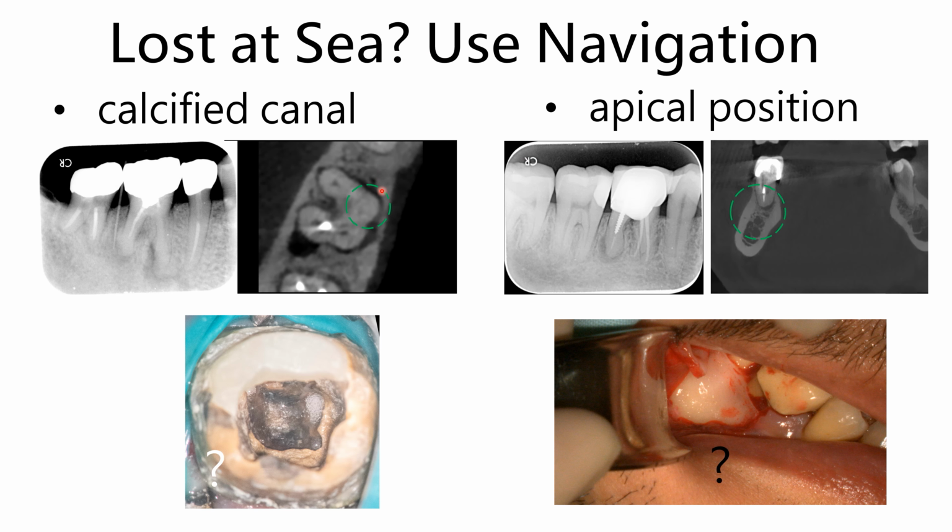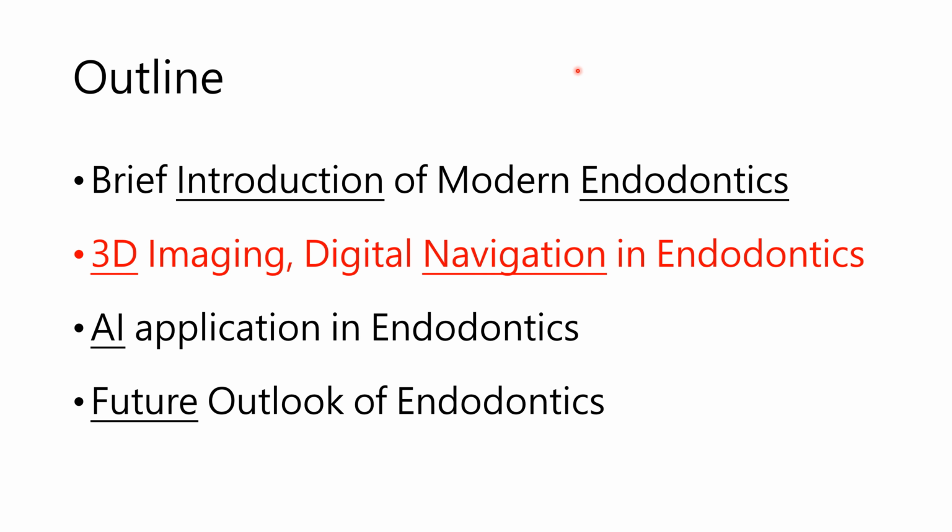So in some cases, we have a calcified canal, which is not very detectable in CBCT, or when we do the apical surgery after we reflect the flap, we cannot see the root tip directly. Where is the root tip? And where is the canal? When we are lost in the root canal or lost in the apical area, we can use navigation, which leads us to the second part.